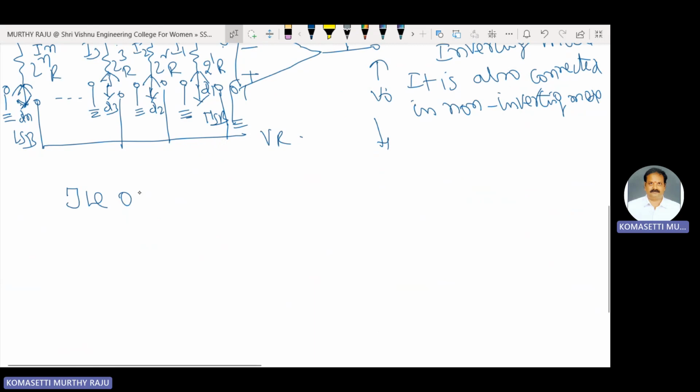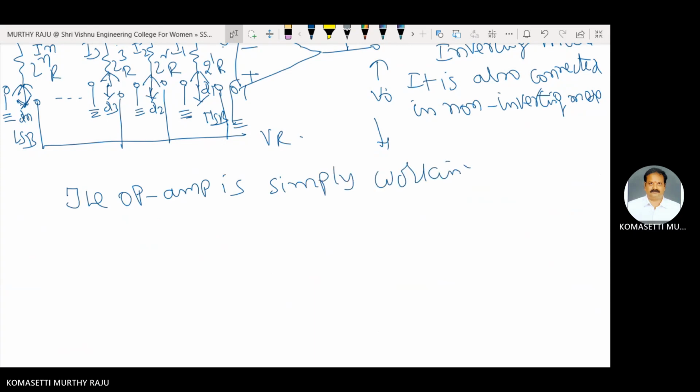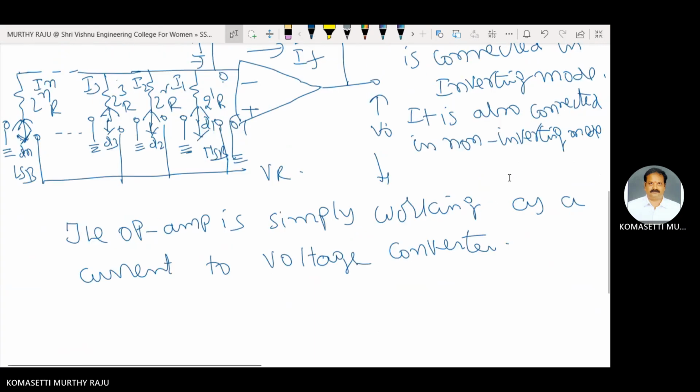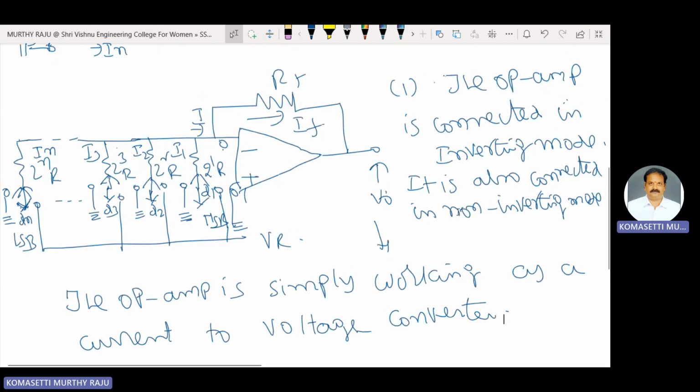The op amp is simply working as a current to voltage converter.